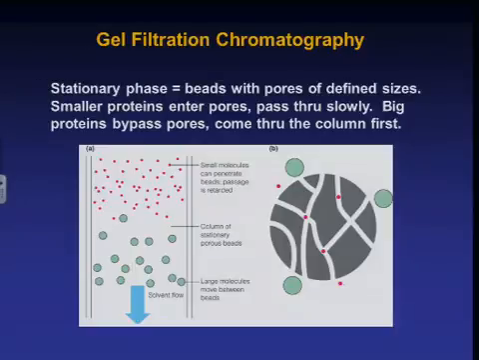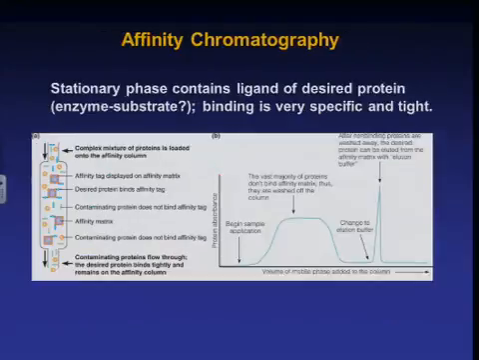Proteins that are very big, that never go in at all, right, are going to come out first. Then those that are big but got in are going to come out next. Then those that are medium big are going to come out next. Those that are medium are going to come out next, down to the smallest ones, okay? So ion exchange is based on charge, gel filtration based on size, affinity chromatography based on really kind of function.